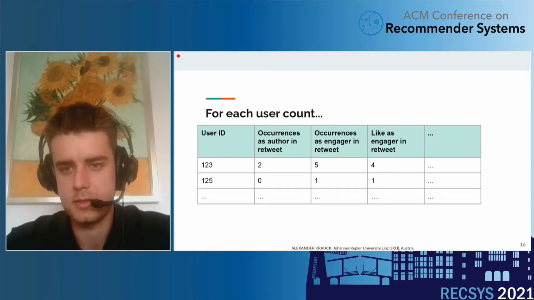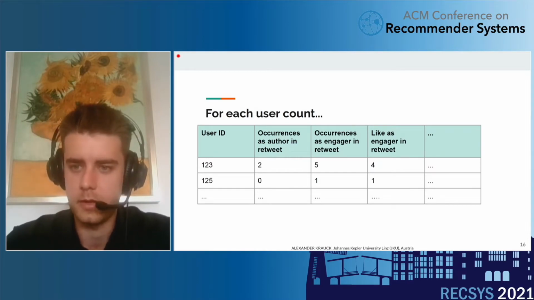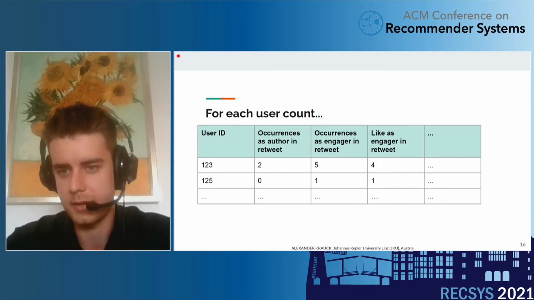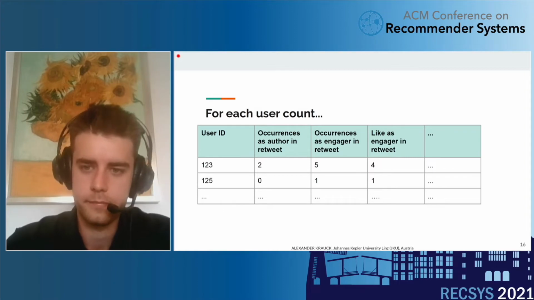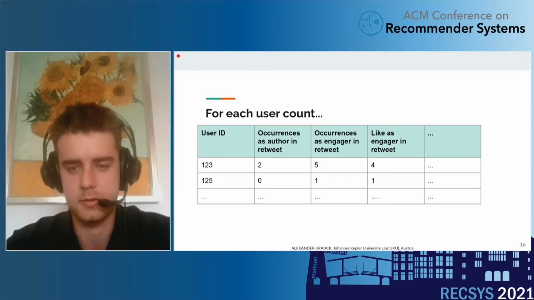So here we can see that for the user with this ID, we have, for example, 2 occurrences when this user was an author in a tweet that was a retweet tweet type. And also we have, for example, the number of times the like engagement target was true when this user was the engager and the tweet type was retweet. This user index can later be used to extract important features.